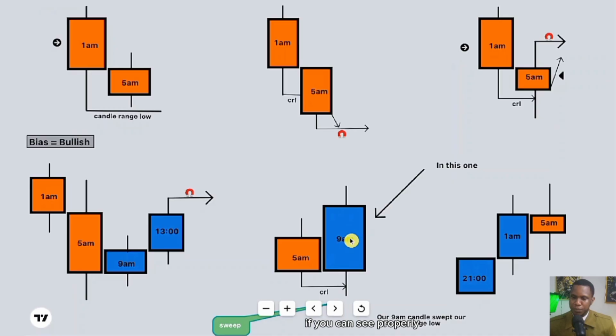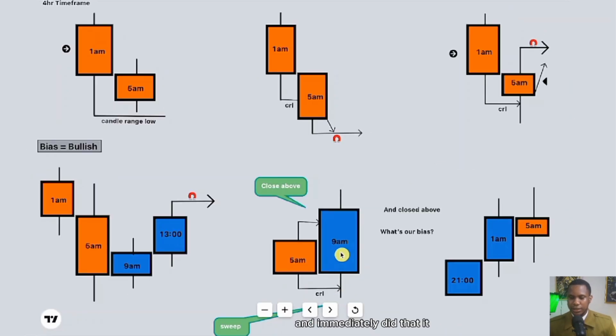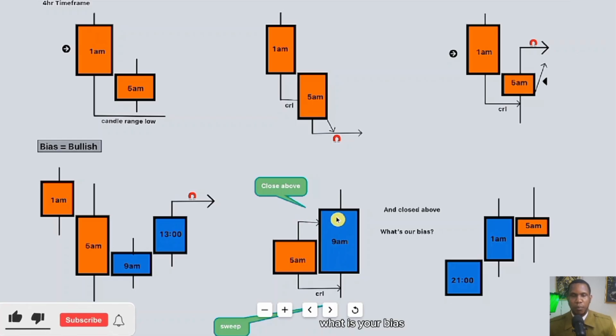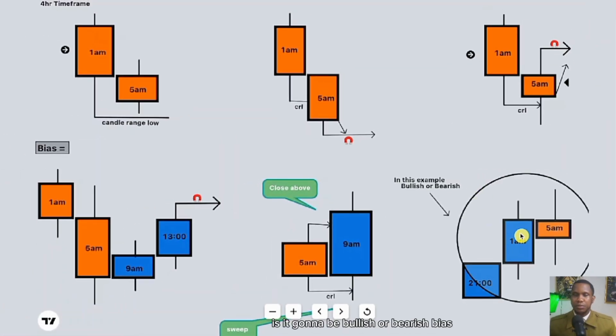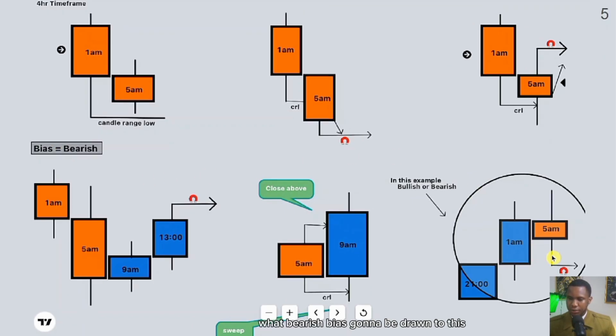If you can see properly, our 9 a.m. candle swept our candle range low right here of this 5 a.m. candle, and immediately did that, it went ahead to close above the 5 a.m. candle range high right here. What is your bias? Comment down below. Shows you're following up. In this example right here, is it going to be bullish or bearish bias? Bearish bias. We're going to be drawn to this draw on liquidity.